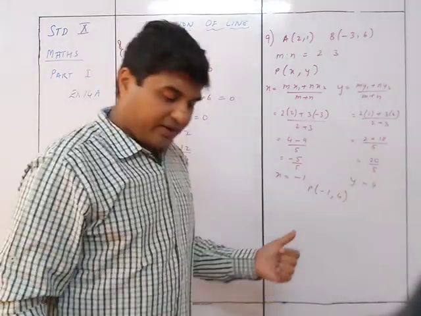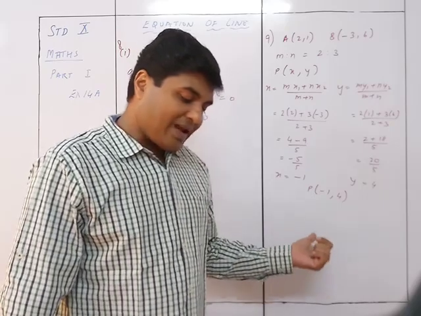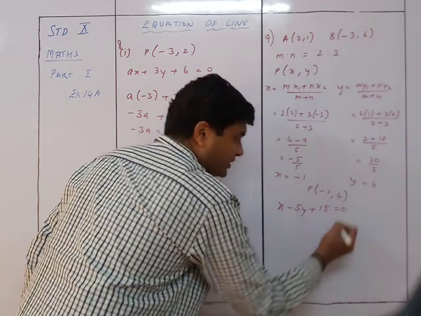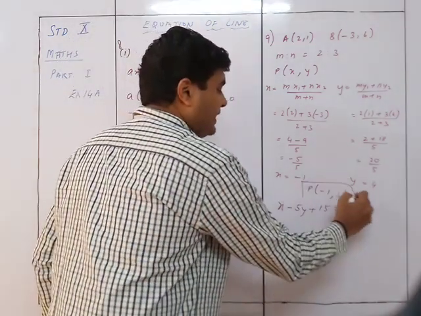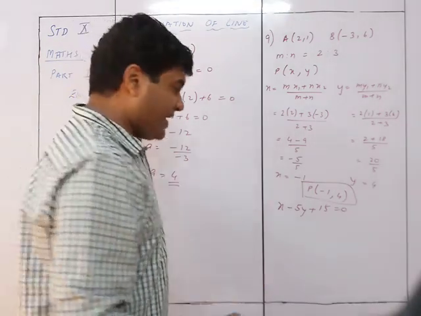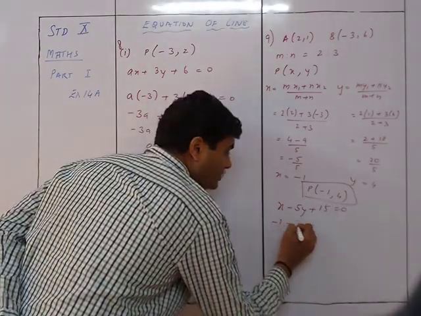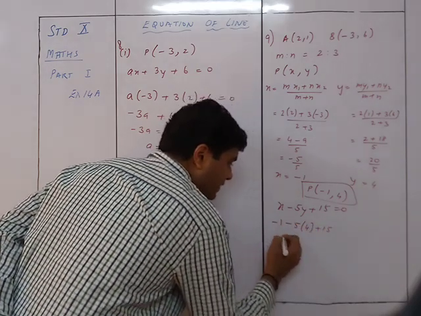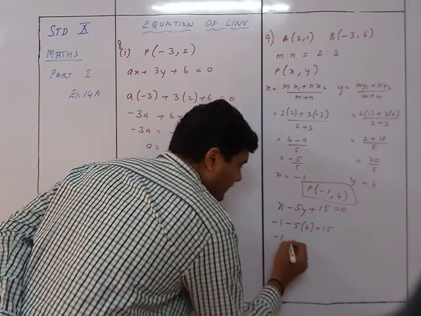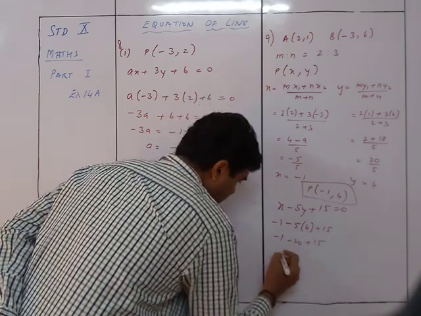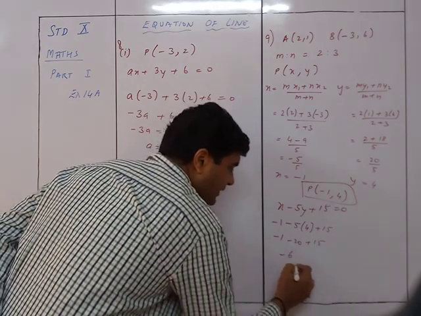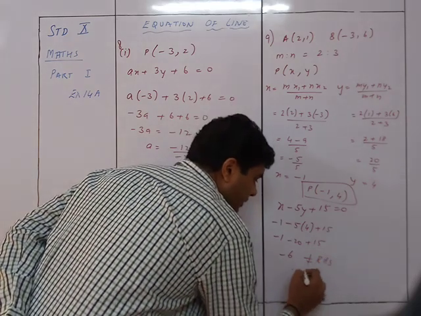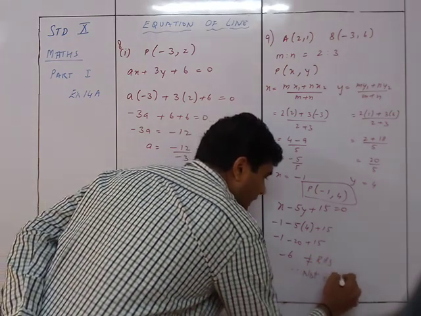Now what is the question? Does P lie on the line x minus 5y plus 15 is equals to 0? I need to check whether this point P lies over here. Just substitute the values. So we get minus 1 minus 5 into 4 plus 15. So it's minus 1 plus minus 20 plus 15. No, that is going to be minus 6. Therefore, not equal to RHS. Therefore, not on line.